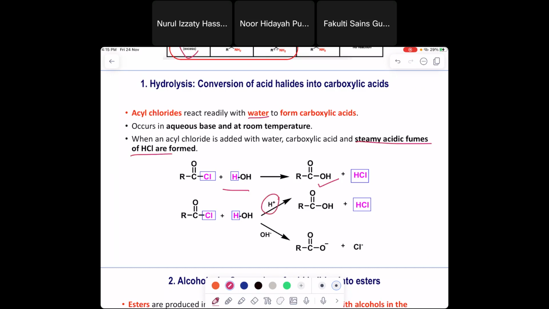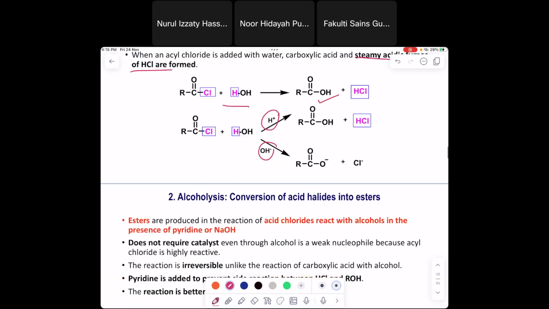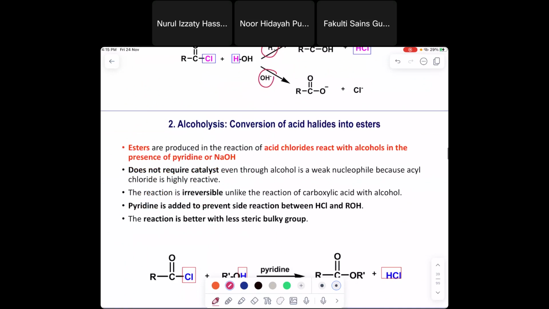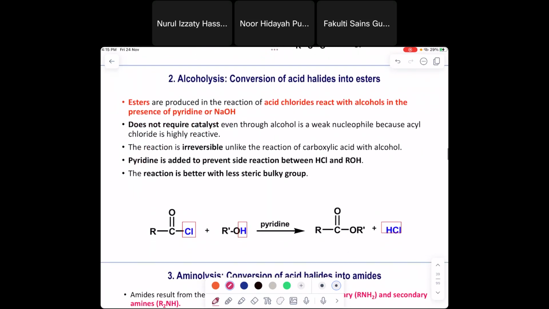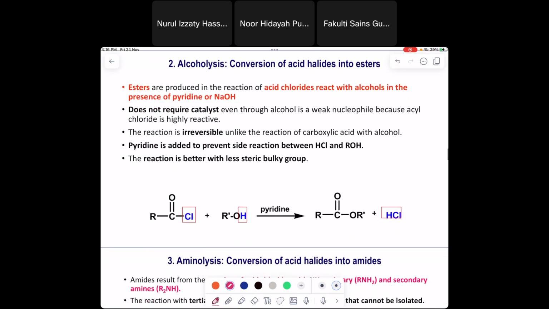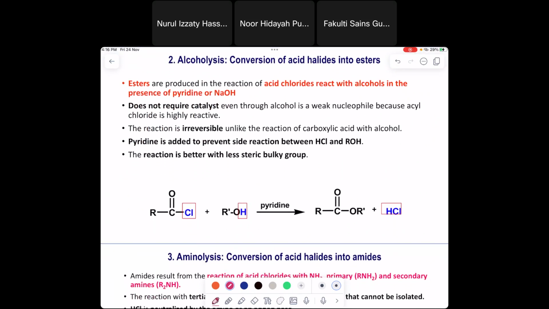Kita boleh add your acid or your base. Dalam base case ni kan, tunjuk ke atas is our sodium hydroxide lah. The second reaction yang boleh buat daripada acid halide, of course alcoholysis lah. You react your acid halide with alcohol in the presence of pyridine because you want to prevent side reaction between HCl and your alcohol. Kalau tidak, dapat haloalkane, and at the same time you juga nak neutralizekan your HCl lah kan.